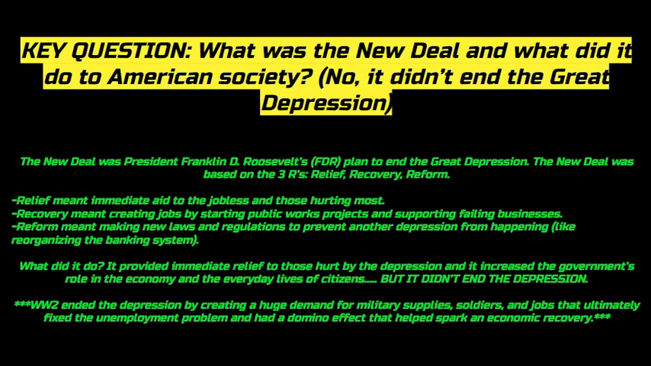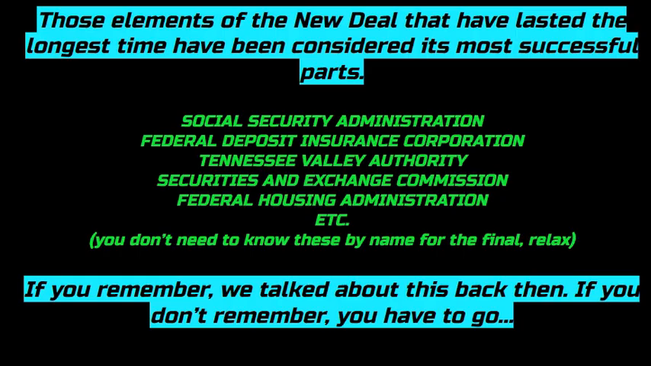World War II ended the Depression by creating a huge demand for military supplies, soldiers, and jobs that ultimately fixed the unemployment problem and had a domino effect that helped spark an economic recovery. Those elements of the New Deal that have lasted the longest have been considered its most successful parts. Here are some examples.